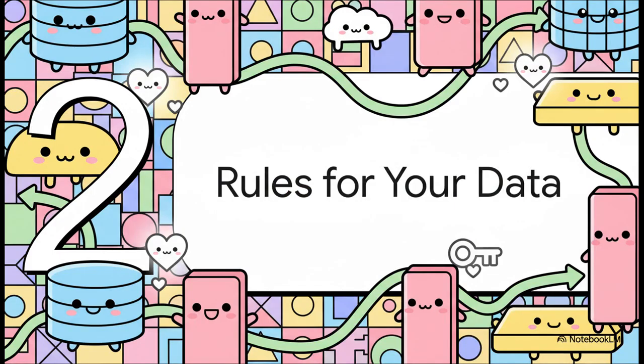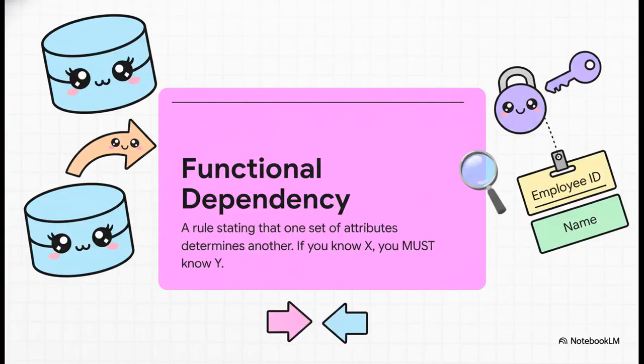So, how in the world do we prevent all this chaos? Well, we need to set up some rules. We need a proper, formal way to describe the relationships hidden in our data so we can build a structure that isn't so incredibly fragile. Now, our main tool for this is something called a functional dependency. Okay, I know it sounds super technical, but the idea is actually really simple. It's just a rule that says if you know the value of one thing, you automatically know the value of another. It's that simple. If you know X, you must know Y.